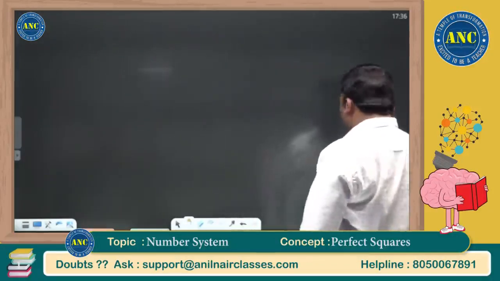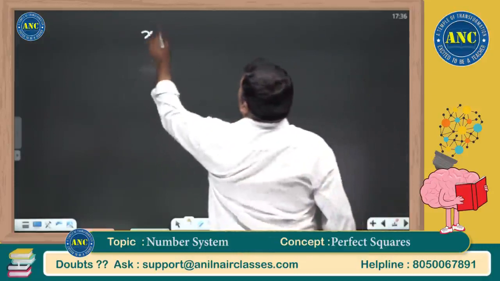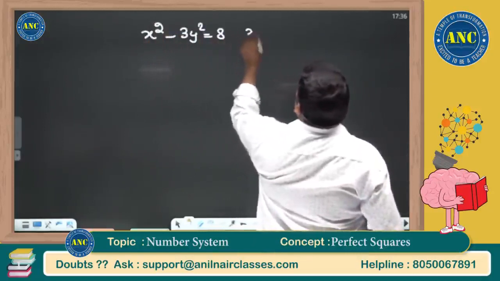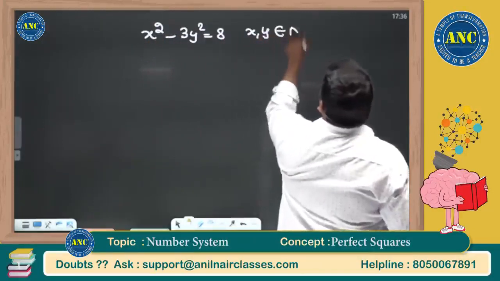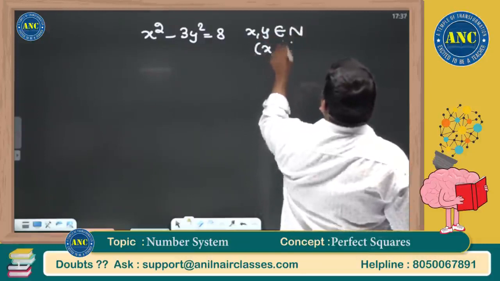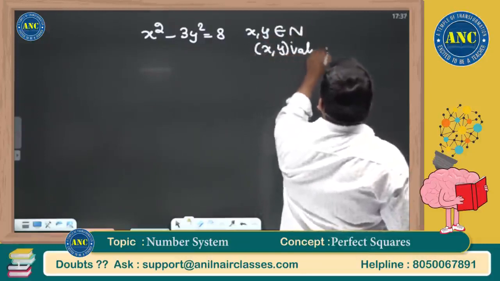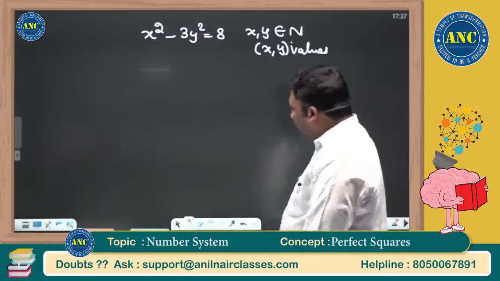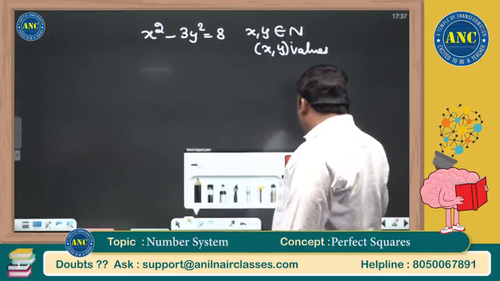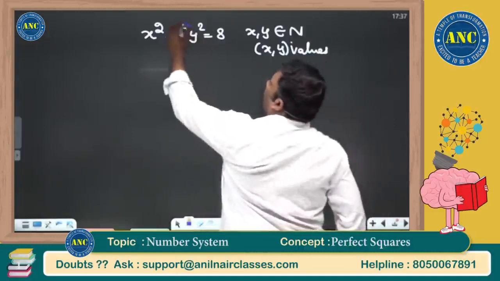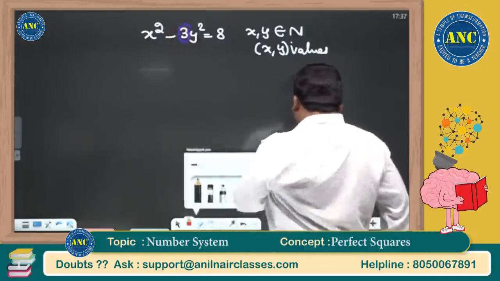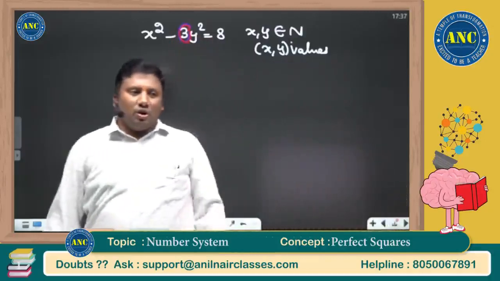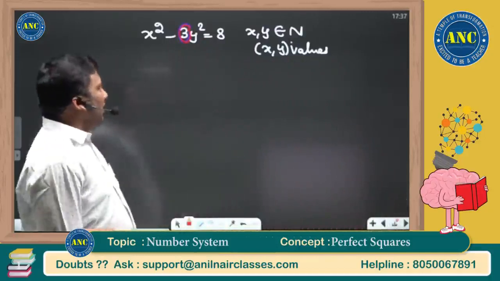Now how to solve this question? See here, x square minus 3y square is equivalent to 8. x, y are natural numbers. How many values x, y will take satisfying this equation? Now see here, x square minus 3y square. The root cause of this problem is: what is the coefficient of y square? Coefficient of y square is nothing but 3. Please write this down in your notebook.